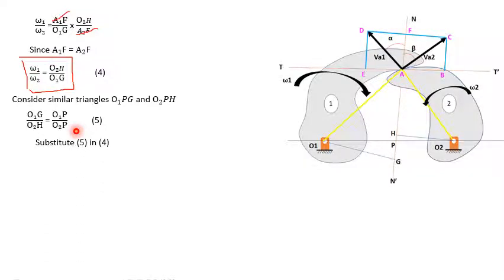Now substitute equation number 5 in equation 4, because here also we have O1G and O2H, in the reverse. So omega 1 divided by omega 2 is equal to O2P divided by O1P. Call this equation number 6. This equation number 6 represents the velocity ratio.